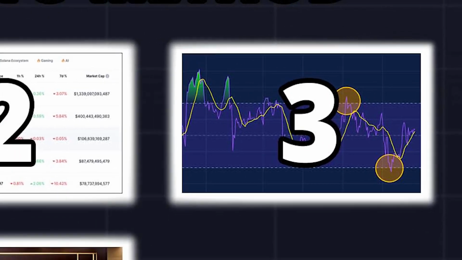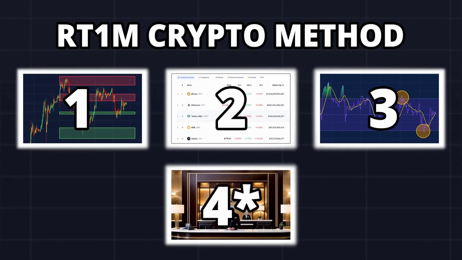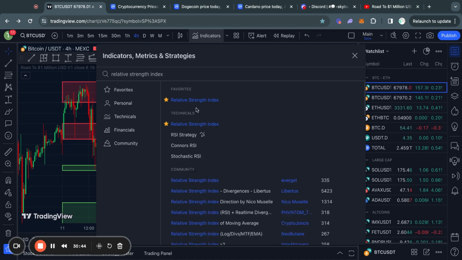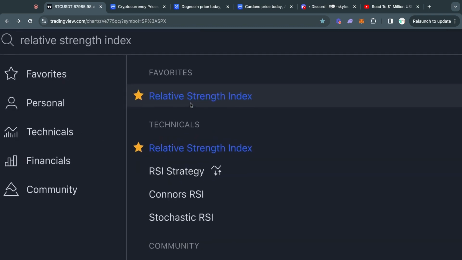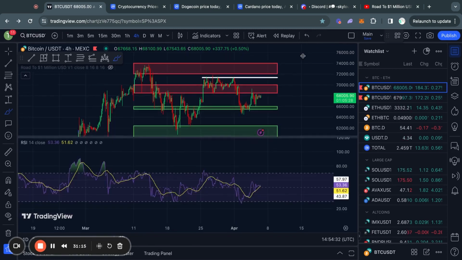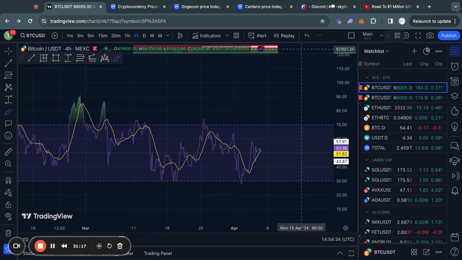However, I might have a fourth little bonus tip for you guys at the end, so keep watching. What we need to do for this third tip is to add an indicator to our chart. And the way you do this in TradingView is you click at the top here at indicators, and then you type relative strength index, which you can see right here. So then you click it and it gets added to the chart. So now allow me to explain this indicator.